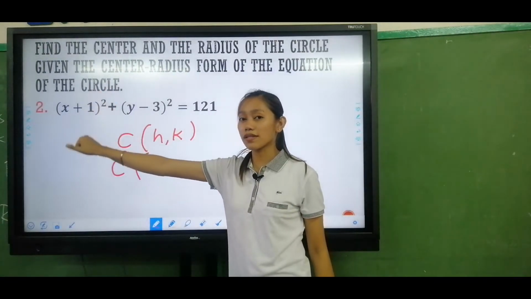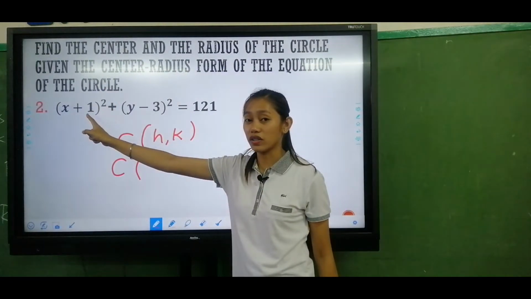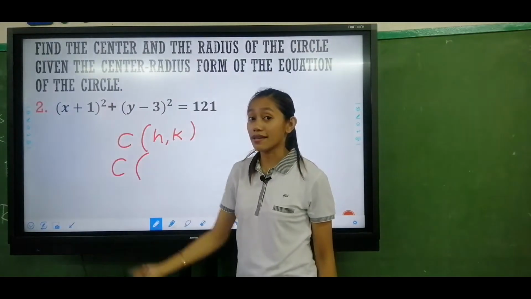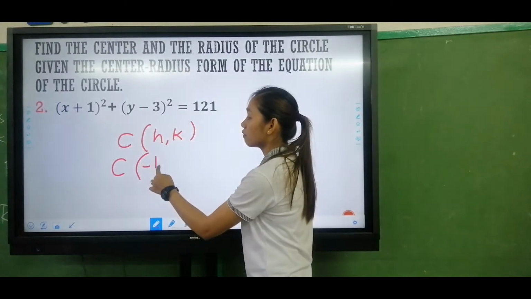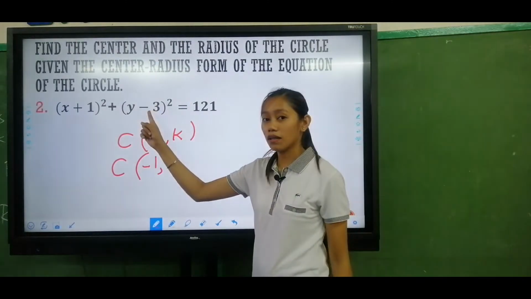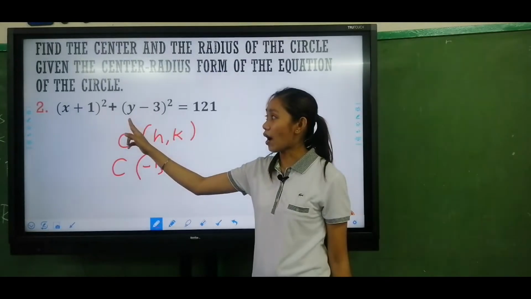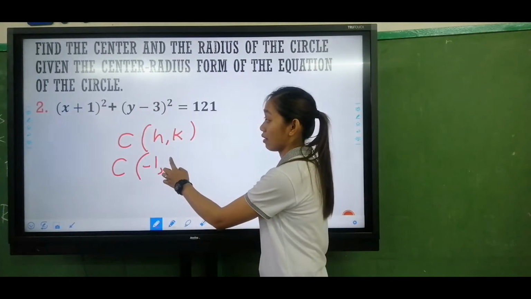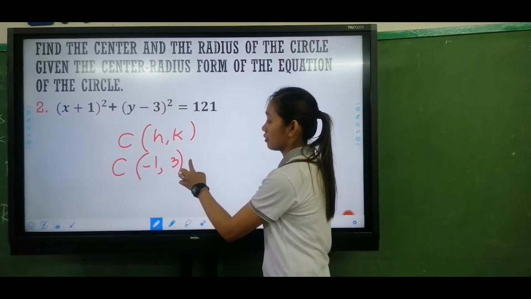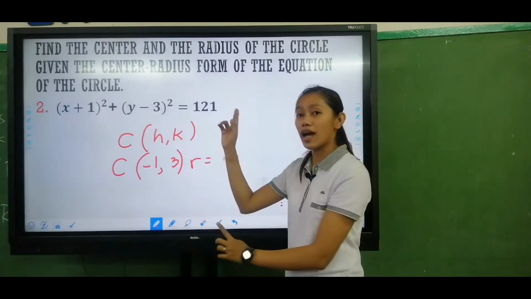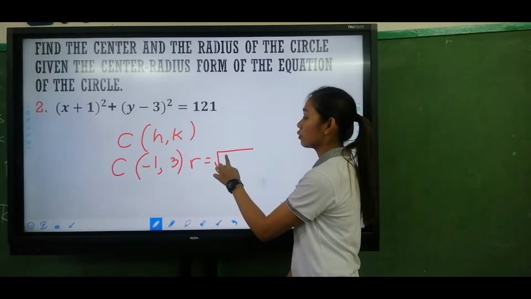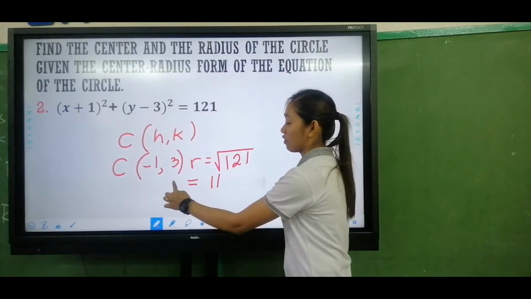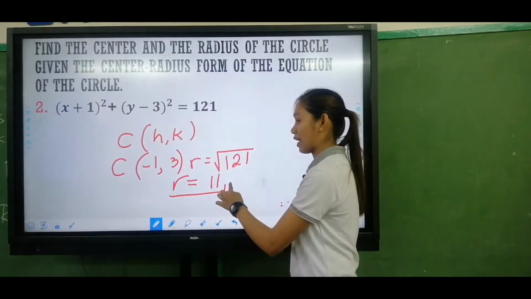Just get the opposite sign of your 1 to find your h, or the x coordinate. So positive, the opposite is negative. So that is negative 1. The same goes for the y. Y minus 3, so get the opposite sign, so that will be positive 3. Then your r squared is equal to 121. Get the square root. The square root of 121 is equal to 11. So your r is 11.